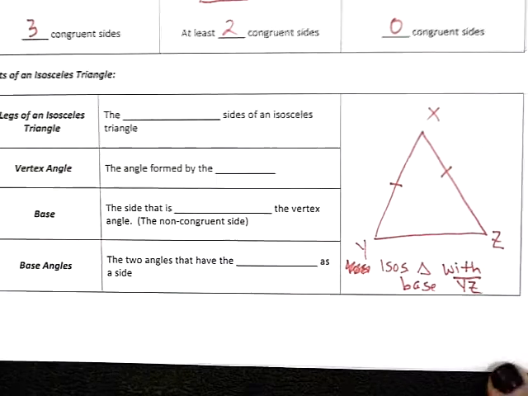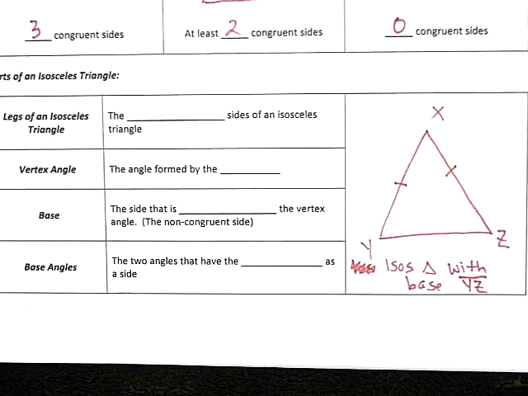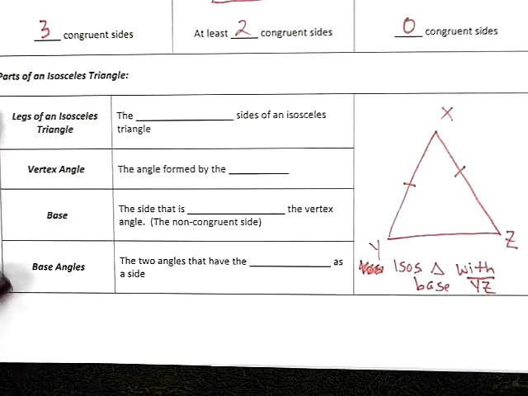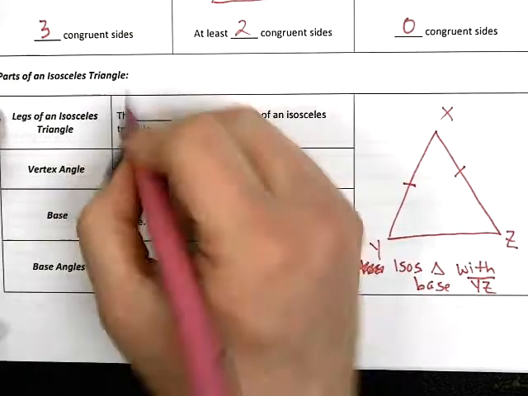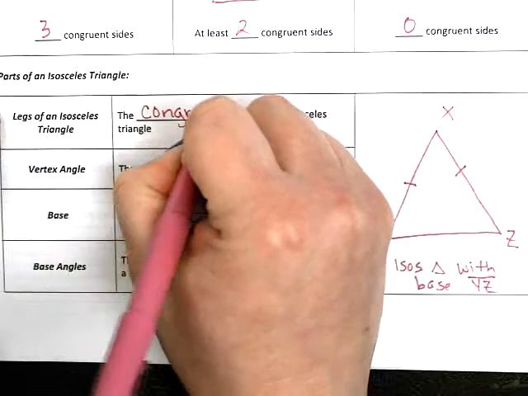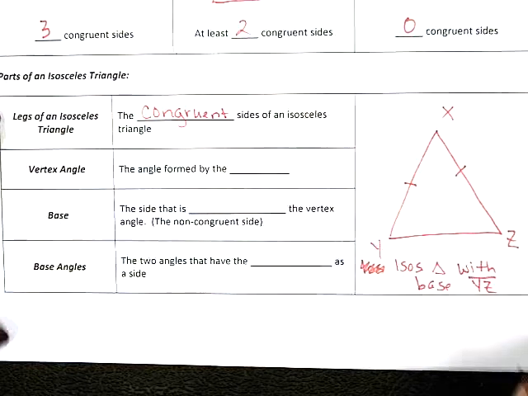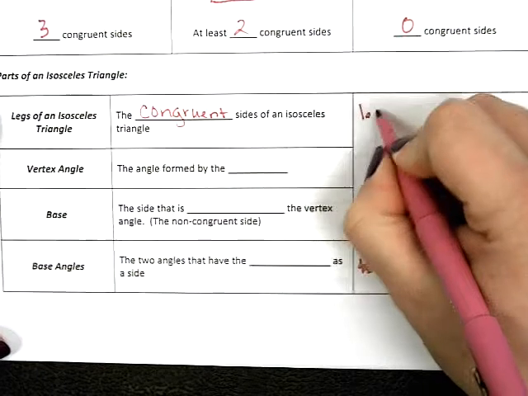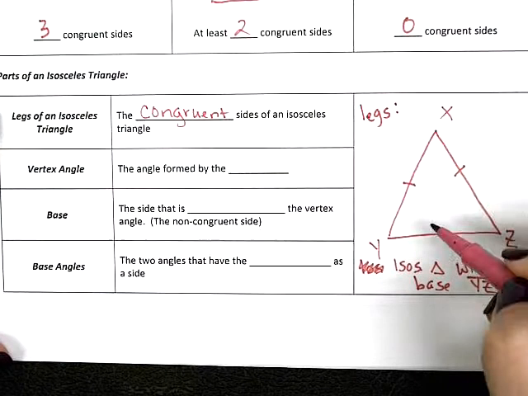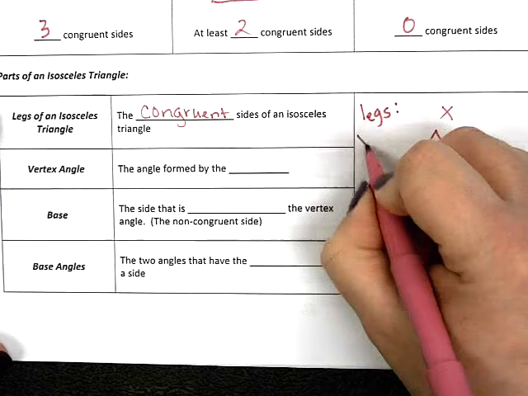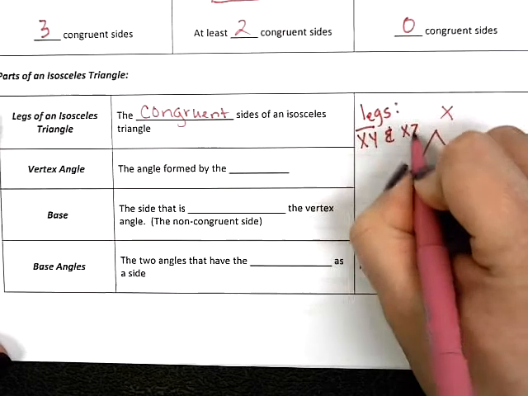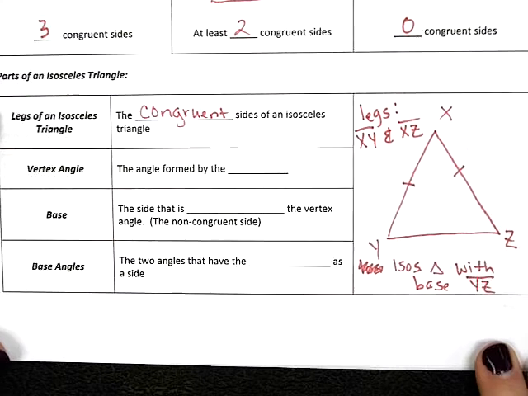Okay, so let's talk about some of that vocab that's over here. So we've got the legs of an isosceles triangle. All right, those ones are the congruent sides. So in our picture over here, that means that the legs are XY and XZ, because those are the two congruent sides.